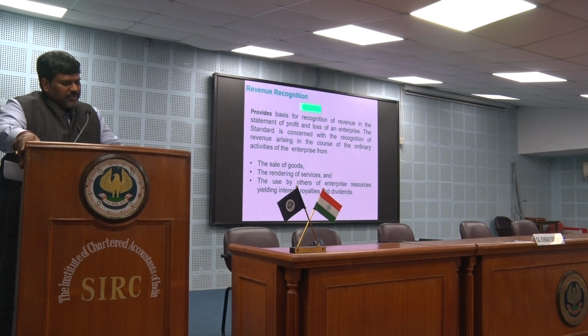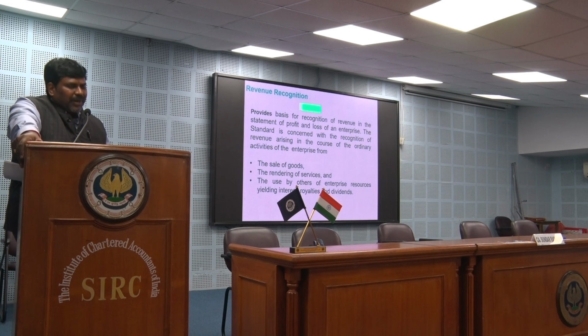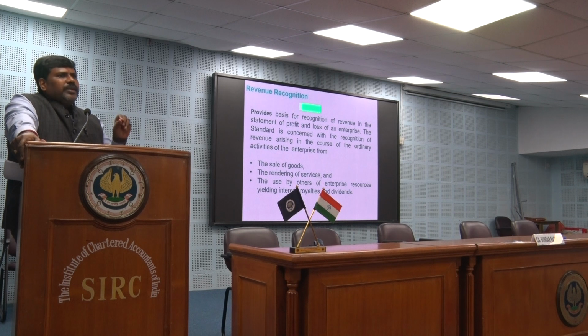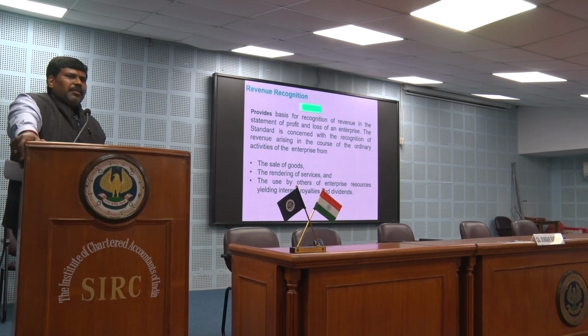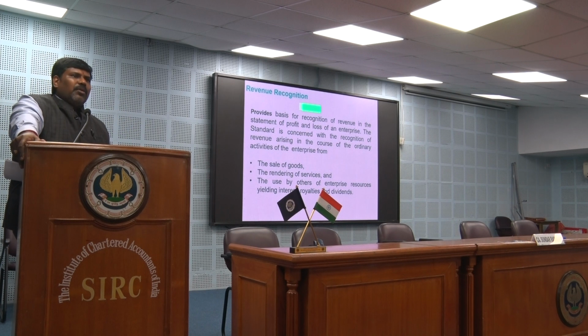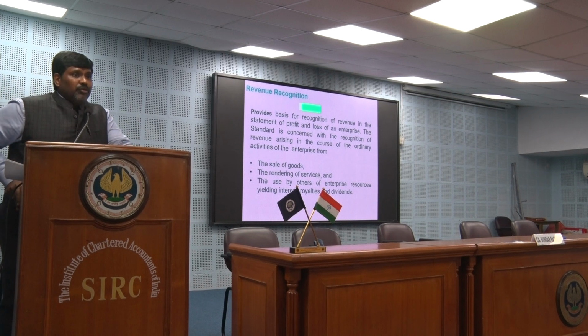Three items: sale of goods, rendering of services, use by others of enterprise resources. When revenue needs to be recognized in respect of sale of goods, number 1, the primary important point to keep in mind is when you transfer the risk and reward associated with the goods, because that basically comes out of your Sale of Goods Act.